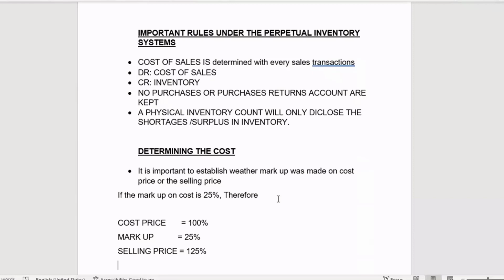So this is how it works. When you do the perpetual inventory system, you open what's called the inventory account. There are no purchases and there are no purchases returns for any defective goods. Right, and how do you determine the goods? It is important to establish whether the markup was made on cost price or selling price. This is where the students are actually getting confused.